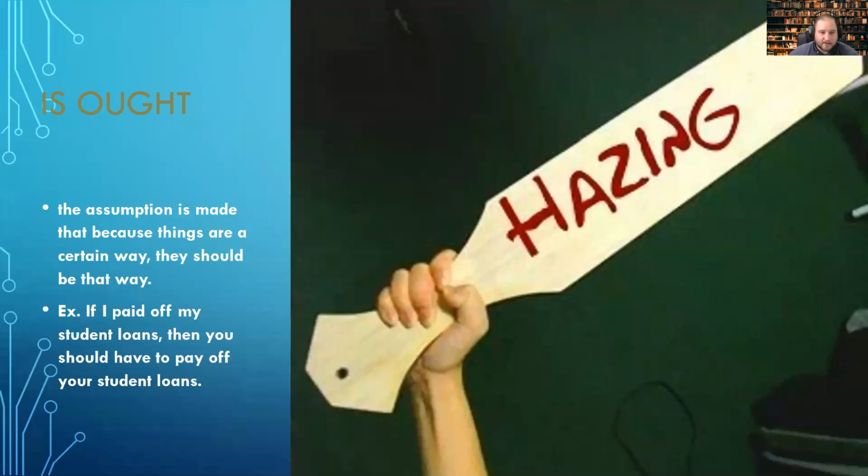The is-ought fallacy is the assumption that because something is a certain way, it must be that way. If I paid off my student loans, then you should have to pay off your student loans. This is what's called an is-ought fallacy. Just because this exists in this way doesn't mean it always has to be that way. Things can change. We can find new ideas, new principles.